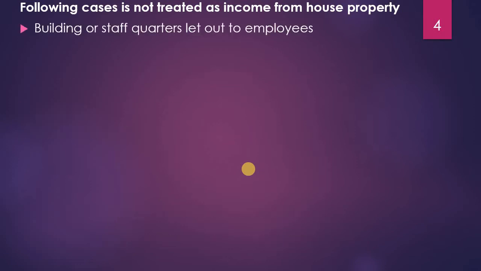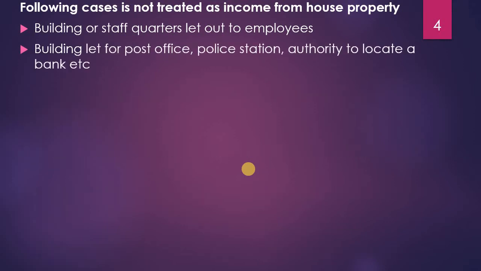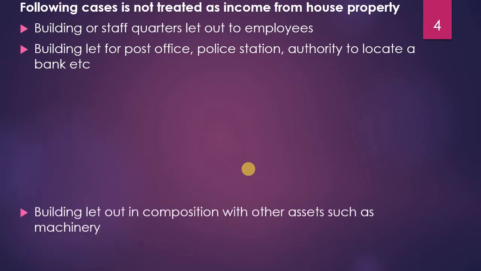Then the following cases are not treated as income from house property. What are the cases? First one, building or staff quarters let out to employees. If any building or staff quarters is let out to employees, then it will not be considered as house property. It will be considered as something else. Then a building let out for a post office, police station, or to locate a bank, etc., will not be considered as income from house property, even though it is let out and you receive the income, as per the Income Tax Act.